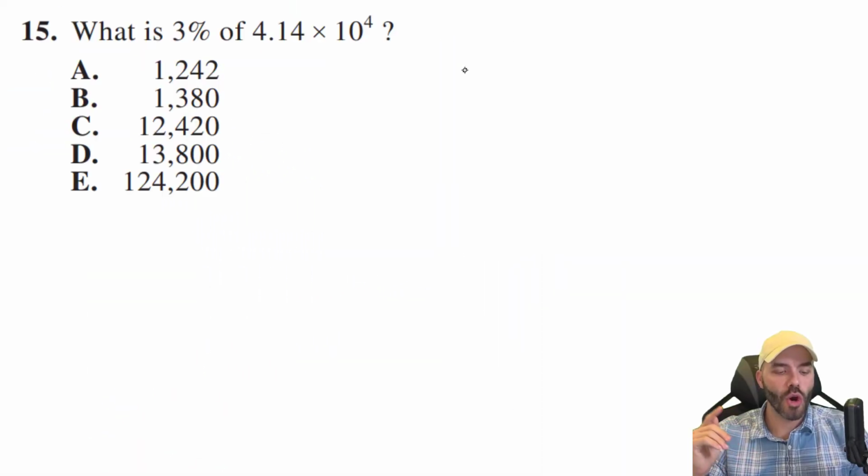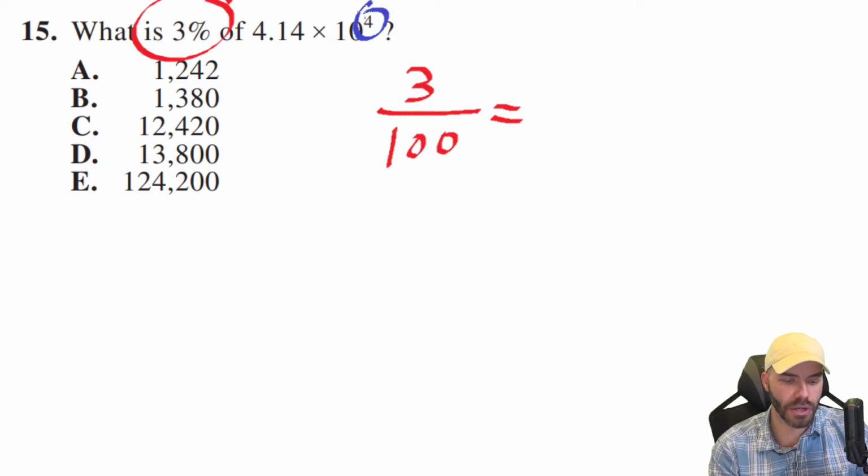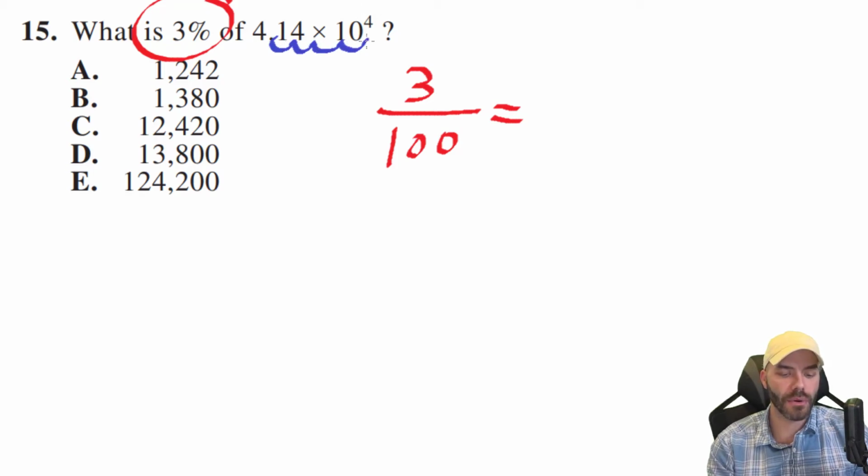Number 15. What is 3% of 4.14 times 10 to the 4th? Percentage means, we covered this in a previous video, per cent. So think about how many cents are in a dollar. There are 100. So per cent means divide by 100. This is an exponent of positive 4. That means we're going to move the decimal here 4 units to the right, and we're going to have a pretty large number. What would that be? 41,400. I want to know what is 3% of that.